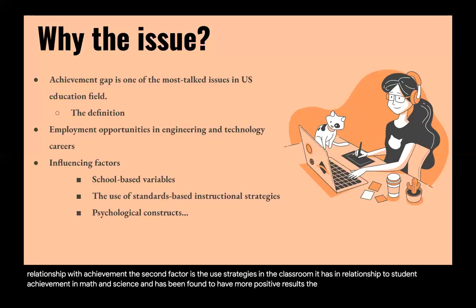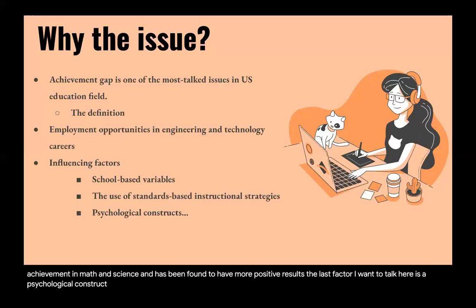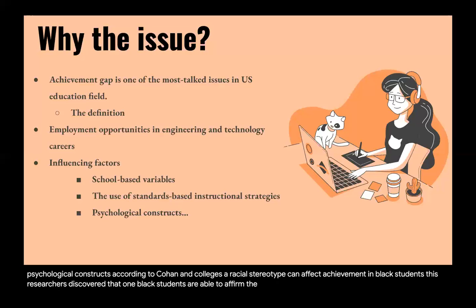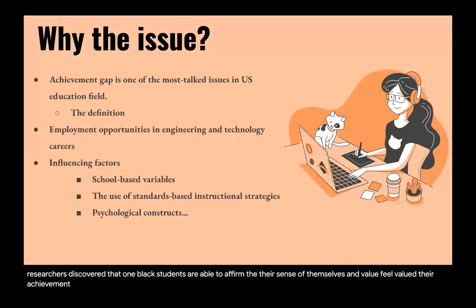The last factor I want to talk about here is psychological constructs. According to Cohen and colleagues, a racial stereotype can affect achievement in Black students. The researchers discovered that when Black students are able to affirm their sense of themselves and feel valued, their achievement increases in school.